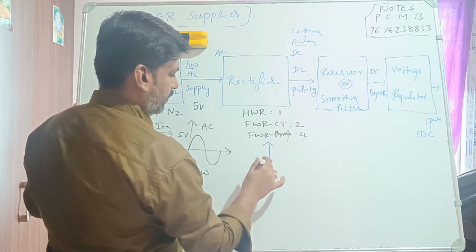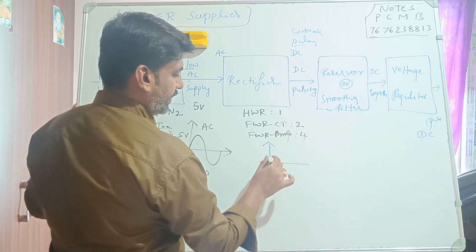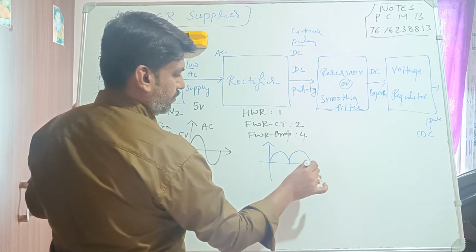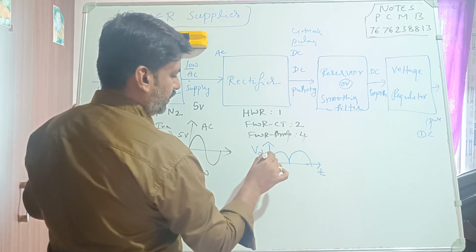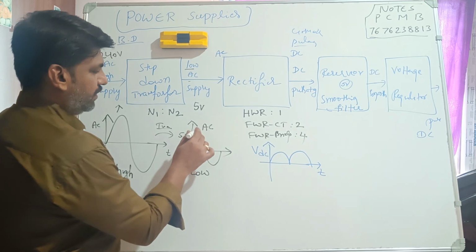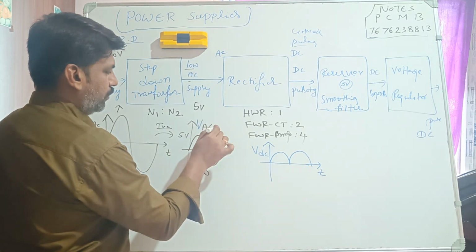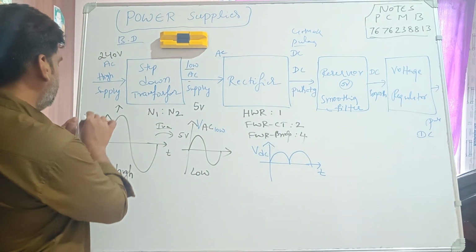So how are we getting that? If I go for the full wave rectifier, I will get my output, which is looking like this. That output can be written as VDC. You can observe here, initially it is VAC, which is low. It is VAC, which is high.